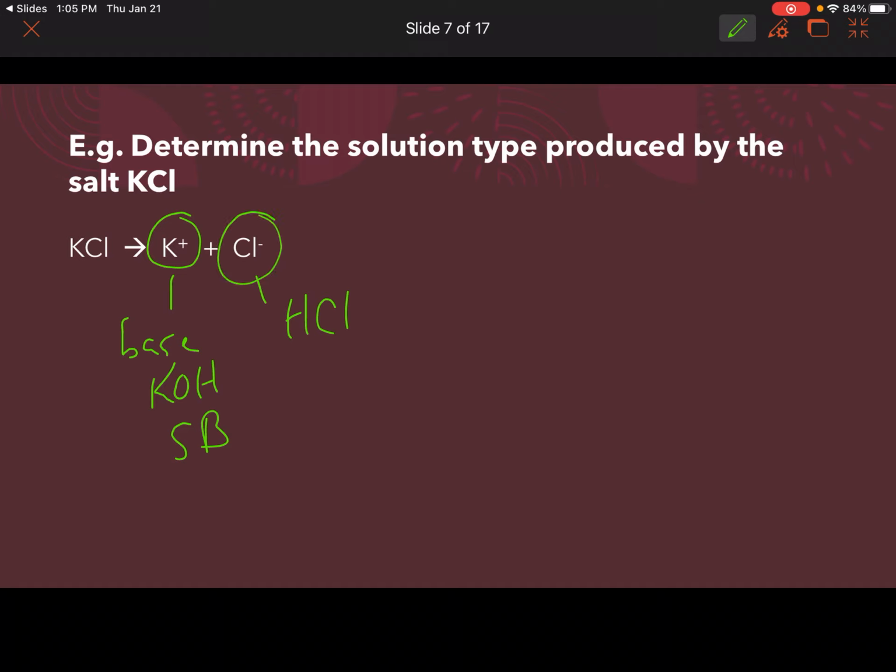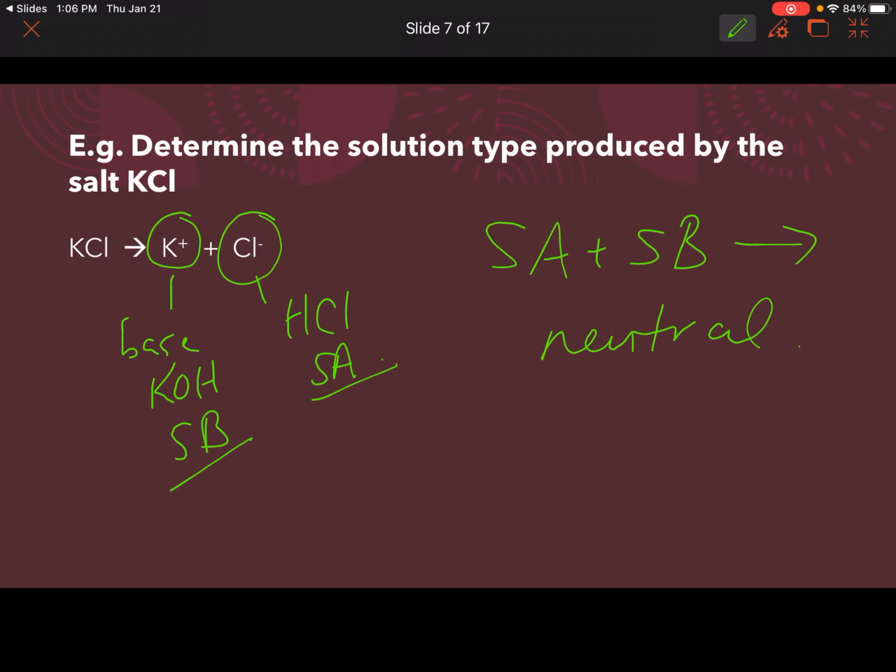The Cl minus is the conjugate base of HCl, which is a strong acid, which means it is going to be weak. So for this particular example, I had a strong acid plus a strong base. So I'm going to have a neutral pH here. That's going to be a neutral solution because the conjugate acid of a strong base and the conjugate base of a strong acid are weak. So they are not going to be able to hydrolyze. They will not react with the water.